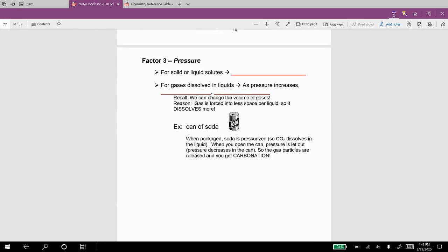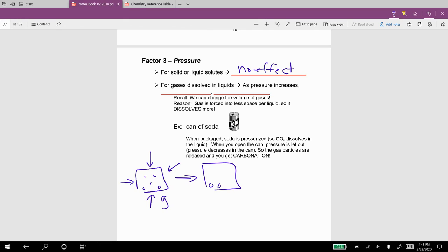So let's talk about pressure. So for solid or liquid, there's no effect. And why is there no effect? Because you cannot compress the particles in the solid or the liquid. But for gases, our gases have particles that are really far apart from each other. So as we add pressure, we can push those molecules closer together. And then we can take the gas, which can become a liquid.